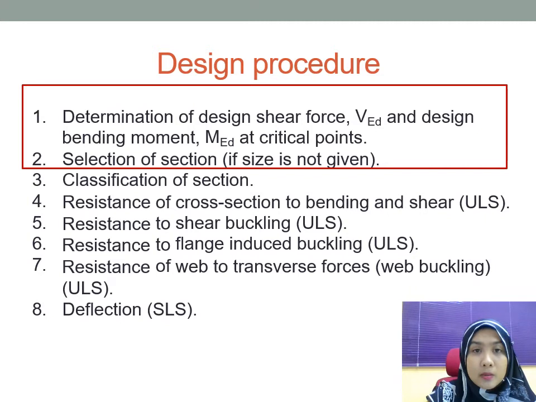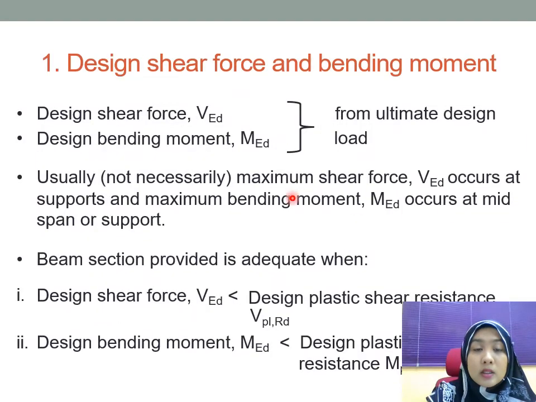Alright, for the first part of the beam design, we are going to cover the first step and also the second step. The first one is you have to determine the design shear force and also the design bending moment at the critical point. And from the given moment, we are going to select our section if the size is not given. Okay, so let's look into the steps.